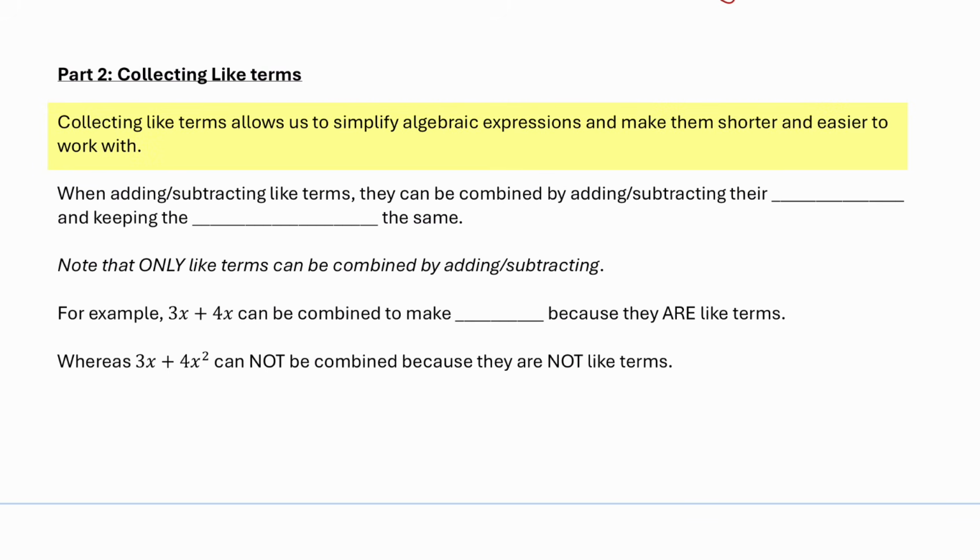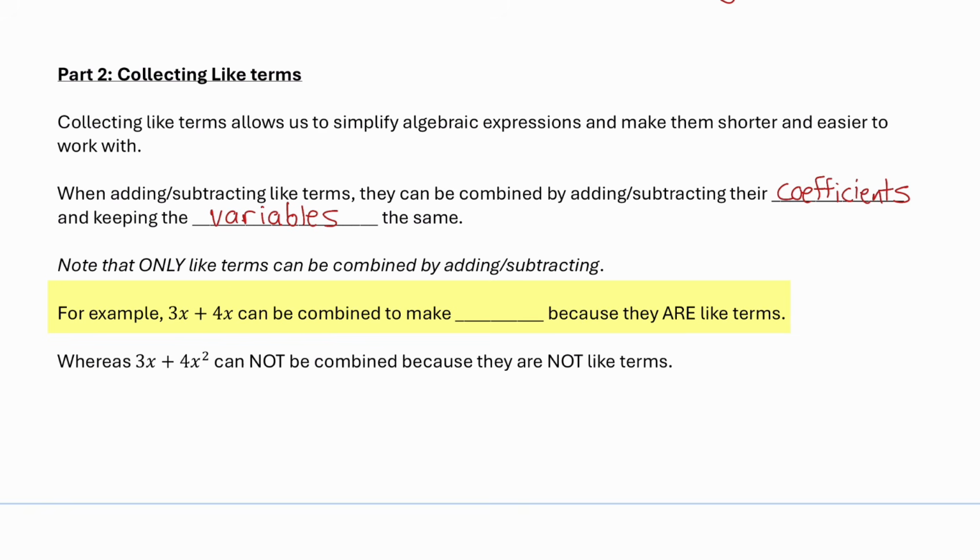Collecting like terms allows us to simplify algebraic expressions and make them shorter and easier to work with. When adding and subtracting like terms, they can be combined by adding or subtracting their coefficients and keeping the variables exactly the same. And note that only like terms can be combined together by adding or subtracting.